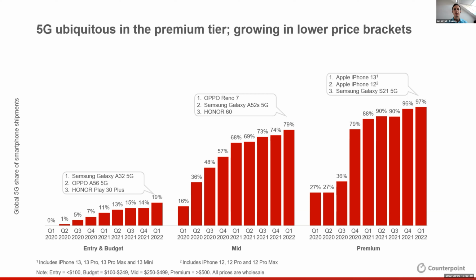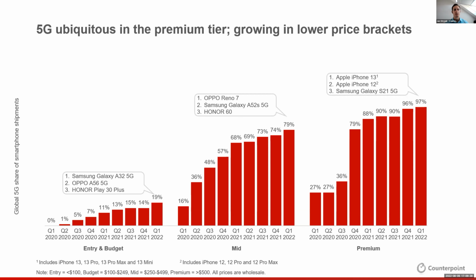In the mid tier, it's a bit more of a mix. We have the Oppo Reno 7, the Samsung Galaxy A52s, and the Honor 60, which have been driving 5G to now account for almost 80% of shipments in that mid tier. But 5G is also growing rapidly in the entry and budget tiers. It's now accounting for almost 20% of smartphones shipped in the sub $250 bracket.